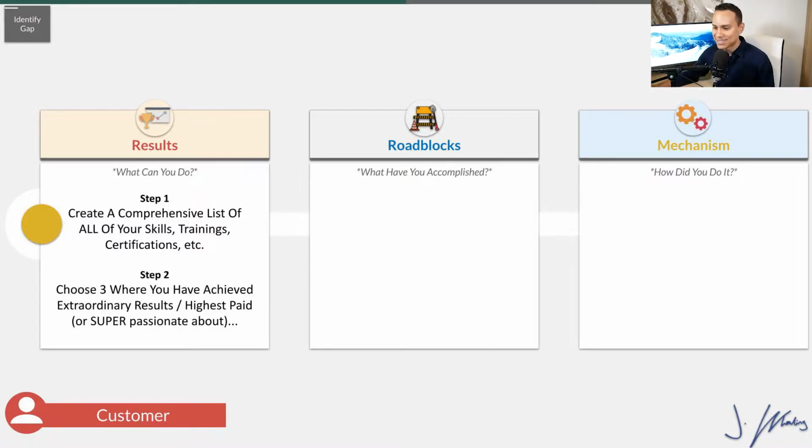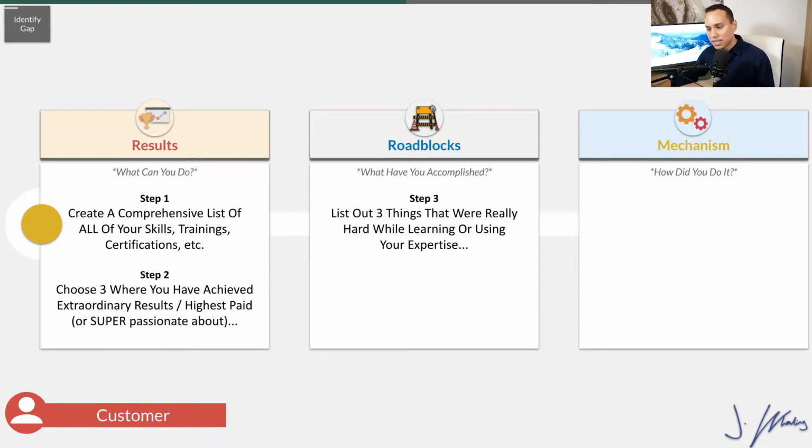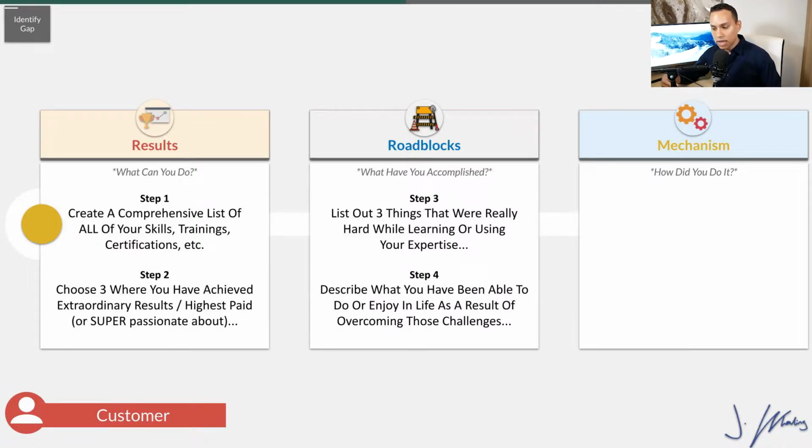Okay, back to the slides. Now list out 3 things that were really hard while learning or implementing your expertise. So what were the big roadblocks, big challenges in your job or in learning the skill or in applying that skill? Then step number 4 is going to be describing how you were able to overcome those and some of the results that you were able to achieve that others haven't as a result of overcoming those roadblocks.